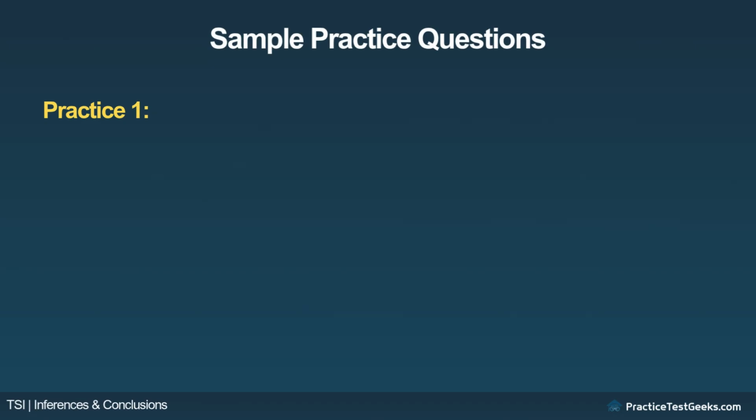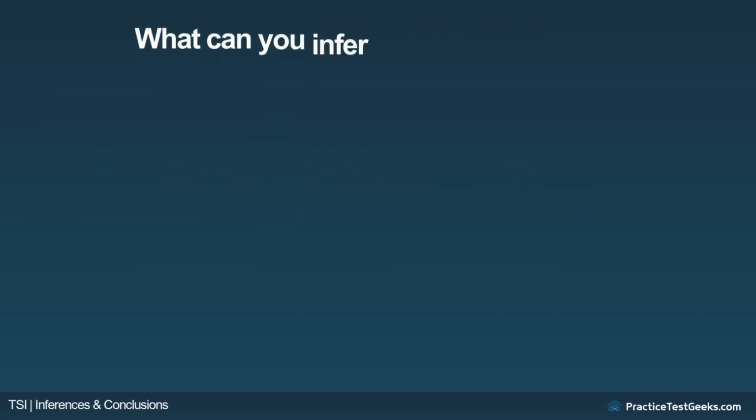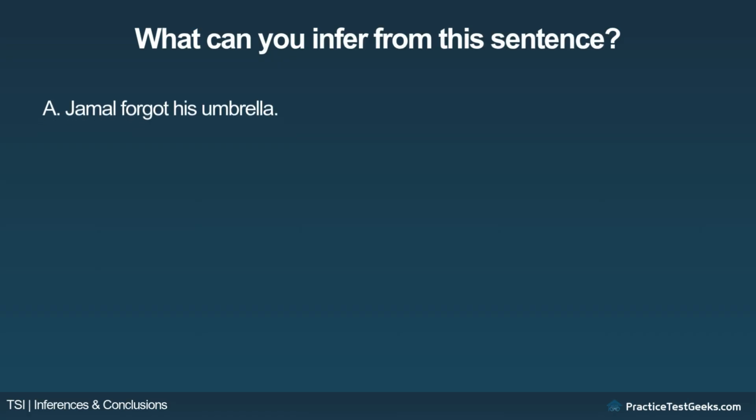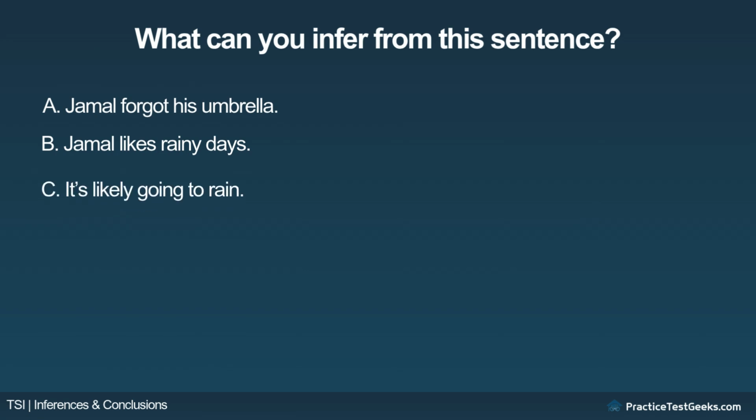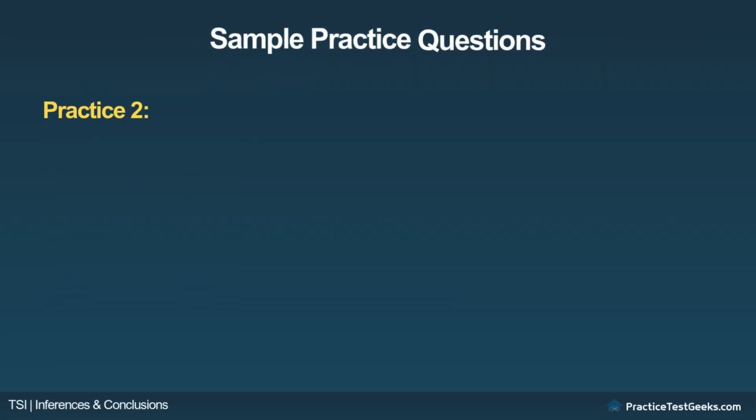Practice 1. Jamal looked out the window, saw the dark clouds, and grabbed his umbrella without a word. Question. What can you infer from this sentence? A. Jamal forgot his umbrella. B. Jamal likes rainy days. C. It's likely going to rain. D. Jamal is scared of the dark. Correct answer, C.